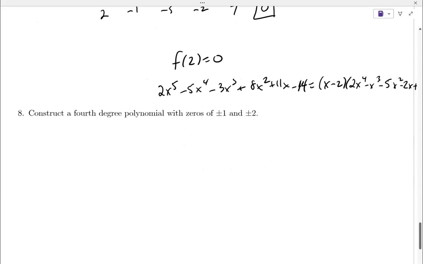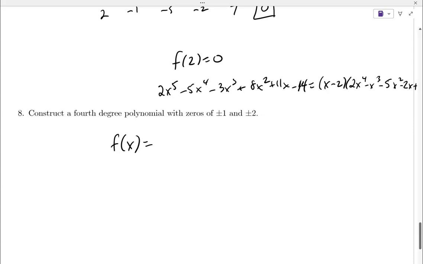We're going to ask you to construct a 4th degree polynomial with these zeros. All right. So 4th degree polynomial, we want x to the 4th when we're done. I want zeros of 1, -1, 2, and -2. So again, if 1 is a 0, what has to be a factor? If 1 is a 0, then what has to be a factor of the polynomial? X minus 1. If -1 is a 0, what has to be a factor? X plus 1.